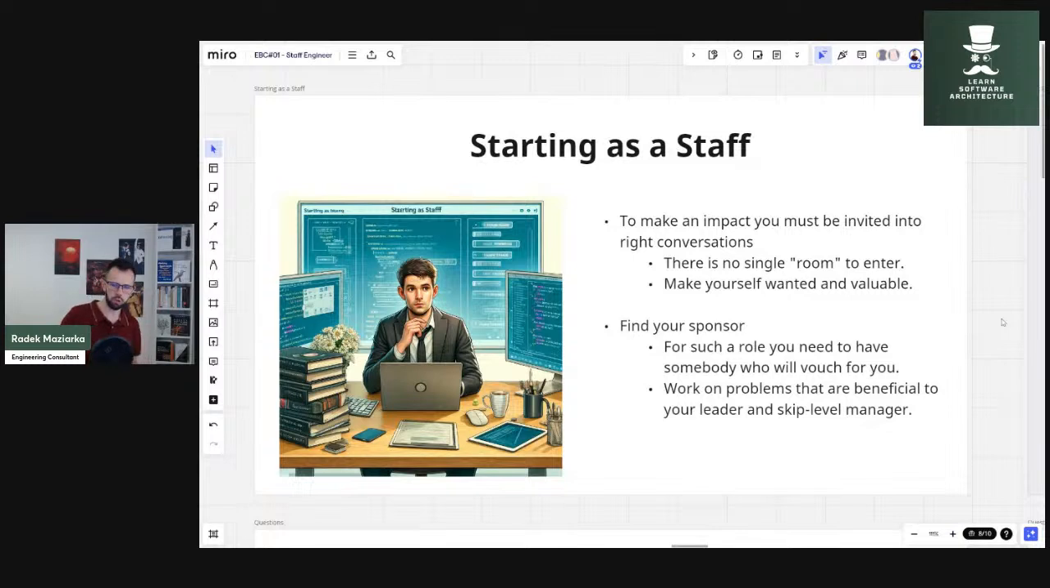Combining it all together, we as staff engineers should try to be seen as valuable within the organization, both by different stakeholders and by our leaders. Because of that, we'll be able to join specific discussions and make a point, make a change within the organization.